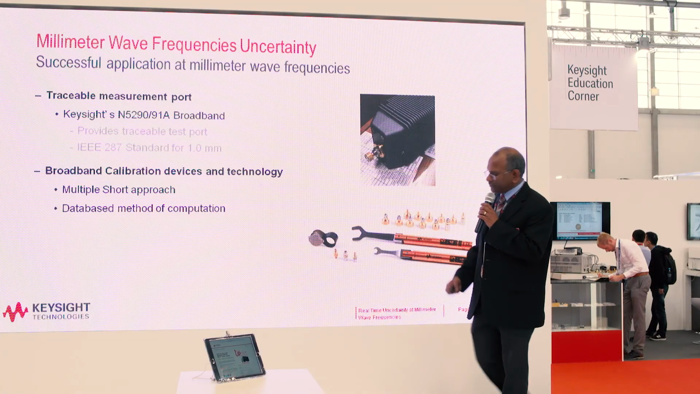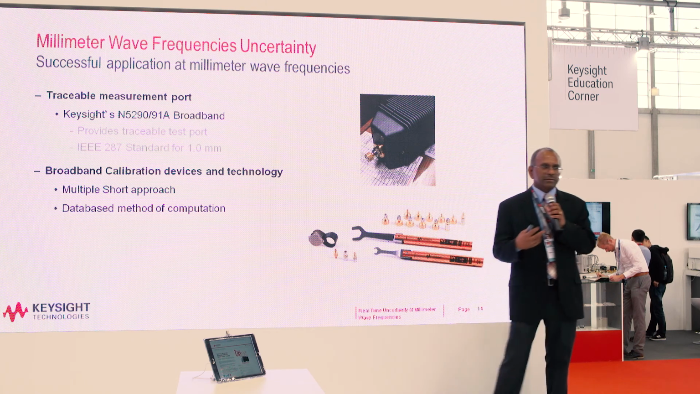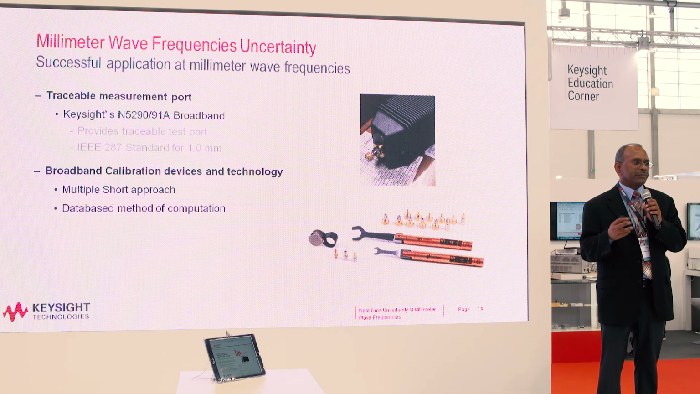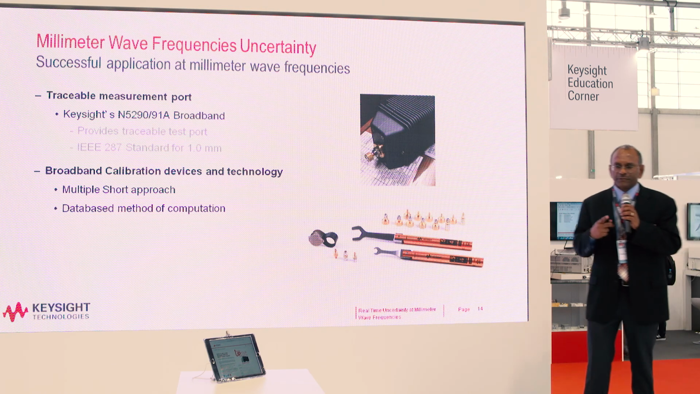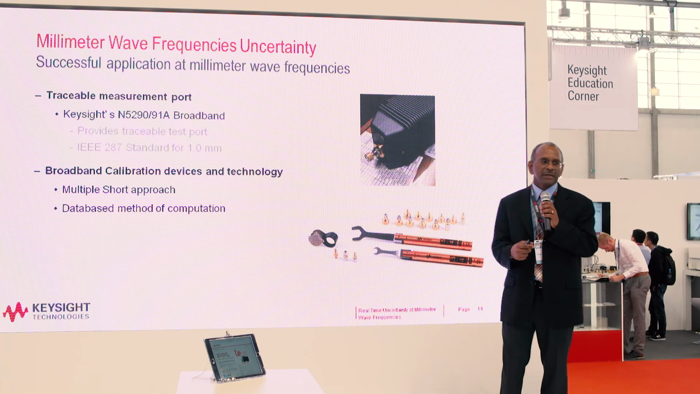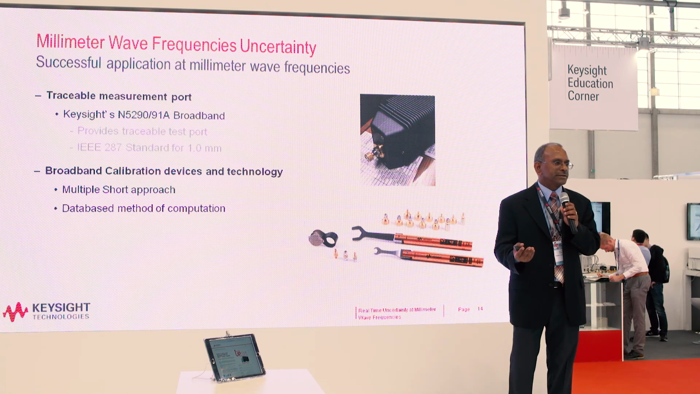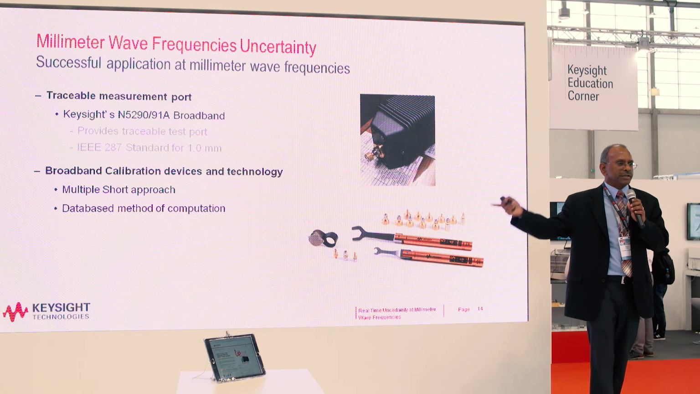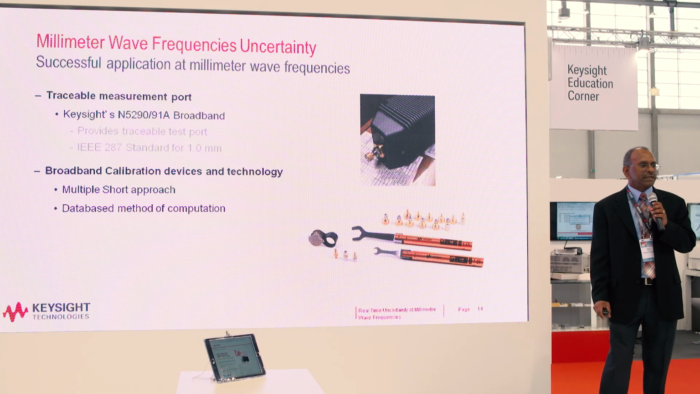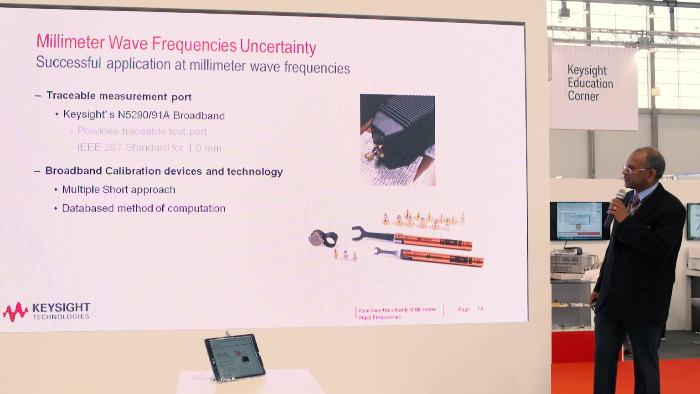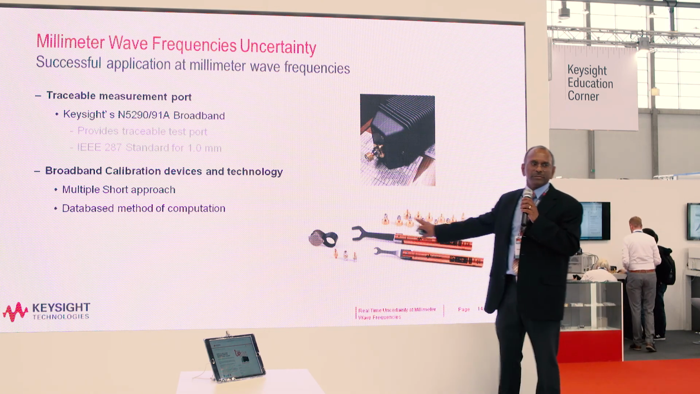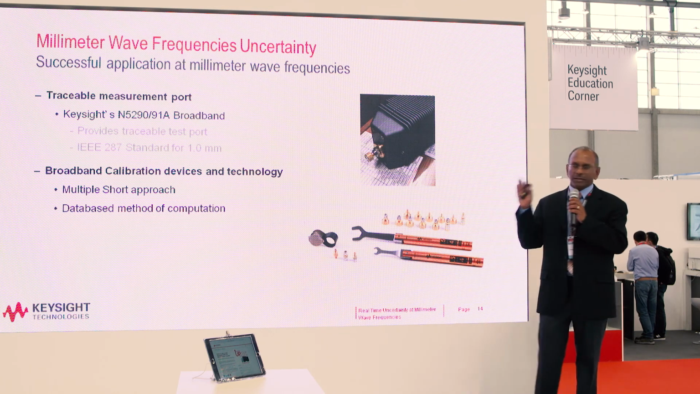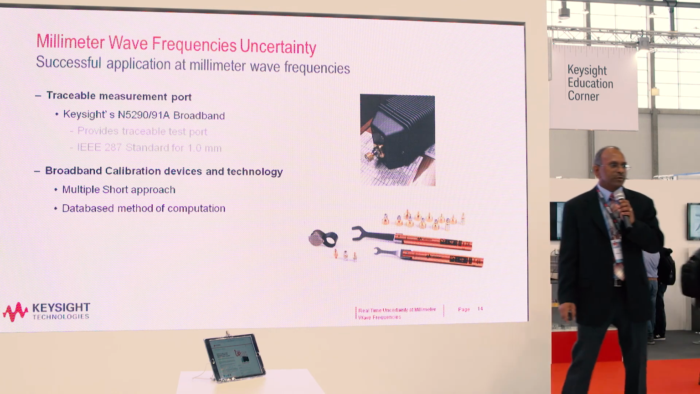Now I'm going to switch gears a little bit about the uncertainty. If you're looking at it at millimeter wave frequencies, there's a couple of things you need to be aware of. Firstly, the connector that you're using has to be a traceable connector. In other words, it has to follow a standard. Our connector on the Keysight implementation is the IEEE 287 standard that's implemented and uses traceable calibration standards for it. So it allows you to get a broadband calibration at that port.